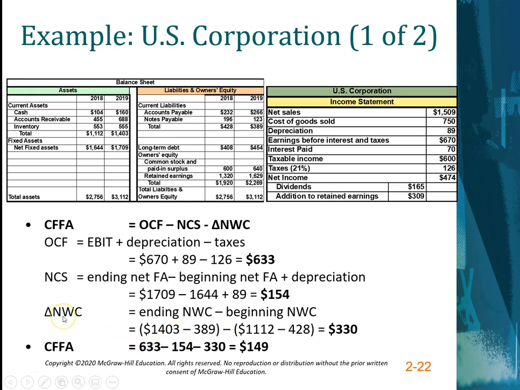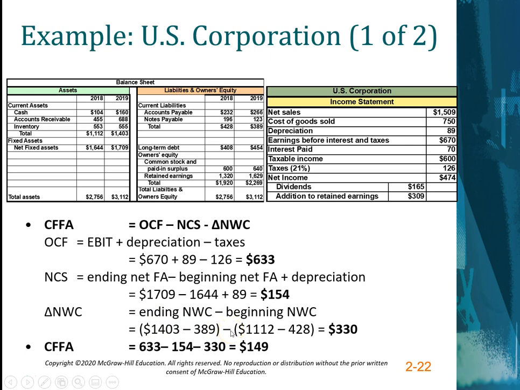Okay, the last number is the change in net working capital. Working capital, if you remember from financial accounting, is current assets minus current liabilities. So we have to look at the beginning net working capital and the ending net working capital and subtract the beginning from the ending. For the ending net working capital, total current assets are $1,403 and total current liabilities are $389, so we take the $1,403 minus the $389. That gives me the net working capital at the end of the period.